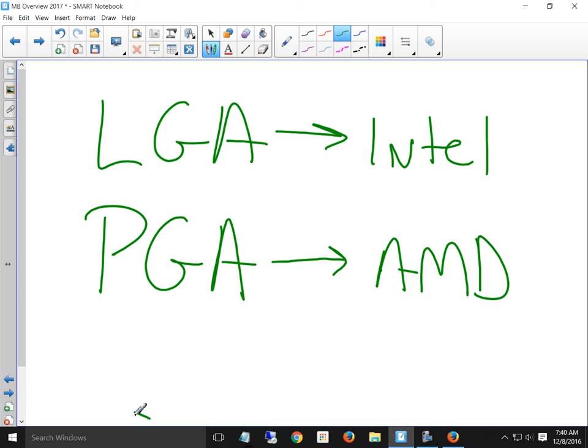If I ask how many holes are on an LGA socket, the answer is 0. There are no holes on an LGA socket. If I ask you on a PGA socket, well, you'd have to look it up, depending on whether it's an FM, an AM2, an AM3. I'm not going to ask you that, just so you know. But I might ask you how many holes, and you should immediately know none is the answer to that one.